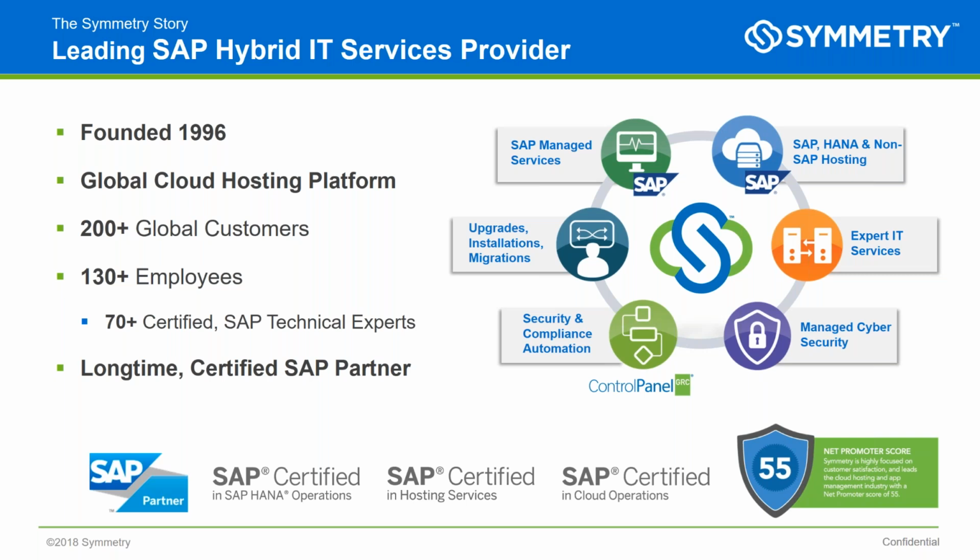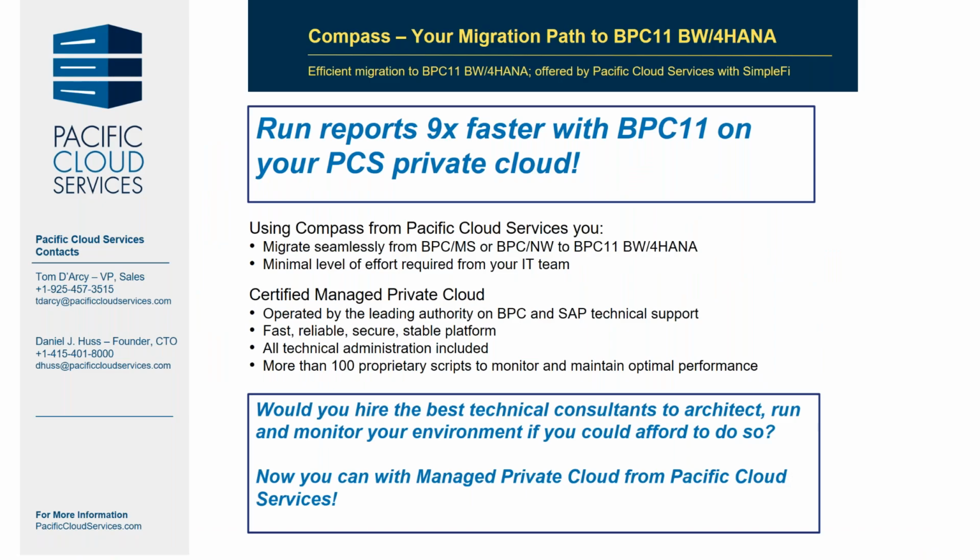Symmetry is a pretty big shop for a hosting partner. Pacific Cloud Services is also fairly large. They're a little bit more specialized, so not quite as big as Symmetry, but very focused on the SAP BPC space. And they have a solution called Compass, which, if you are migrating from BPC Microsoft to NetWeaver, can help you with that migration process.